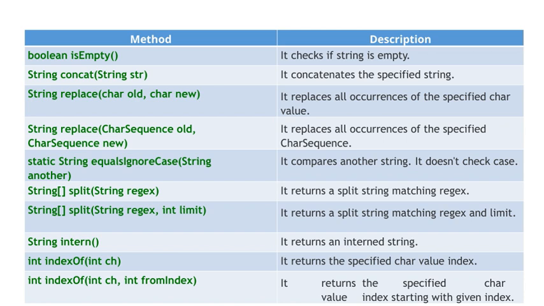The split methods are powerful for breaking strings into arrays based on a regular expression pattern. One version lets you split without limits, while the other allows you to set a limit on how many parts you want. This is especially handy for parsing data or processing input. Then there's intern, which returns a unique version of a string from the string pool. This can be useful for memory management or when you need to compare strings efficiently.